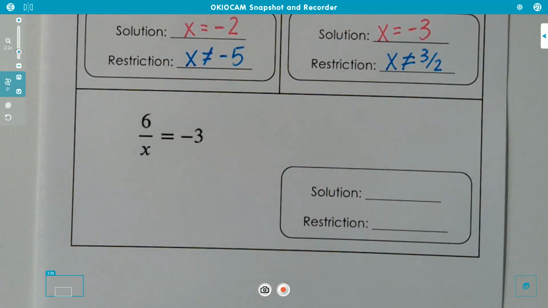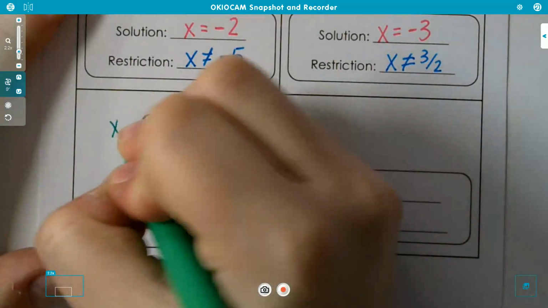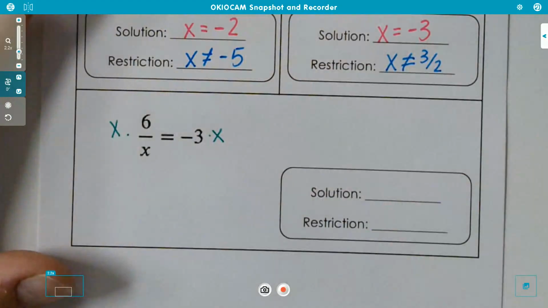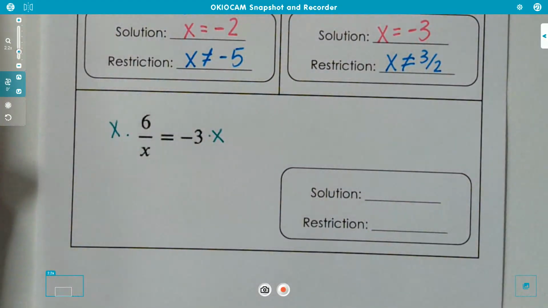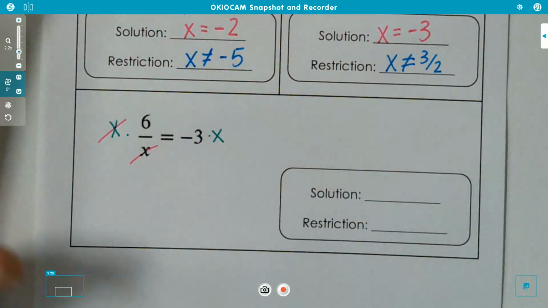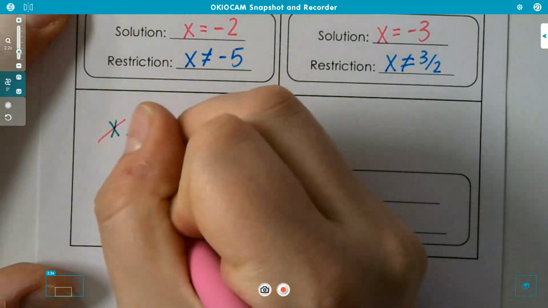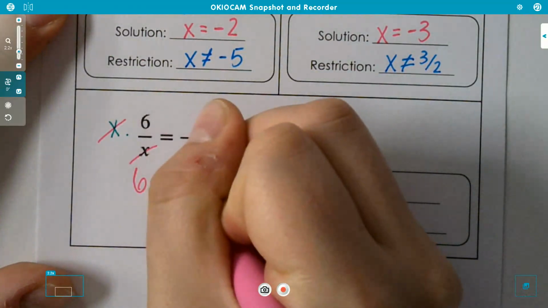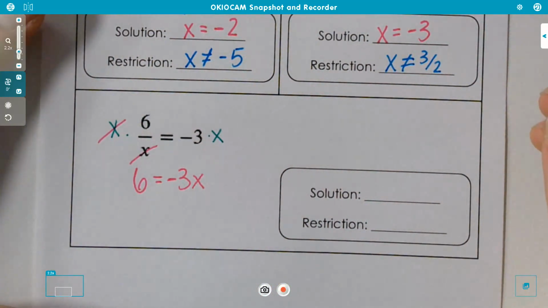We need to get that X out of the denominator. So just like we did on the other ones, we're going to start by multiplying by it. So multiply by X on both sides. I don't need to put it in parentheses because it has no one to hang out in its parentheses with it. So don't make it feel bad that it's lonely. Just leave it by itself. So those X's cancel. I've got 6 equals negative 3x.